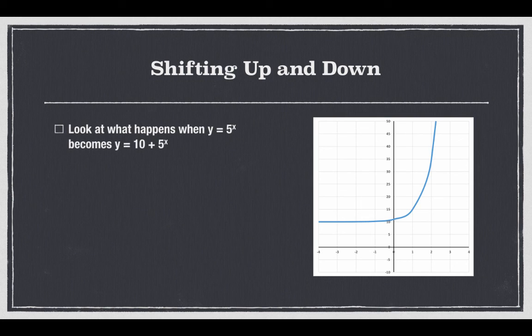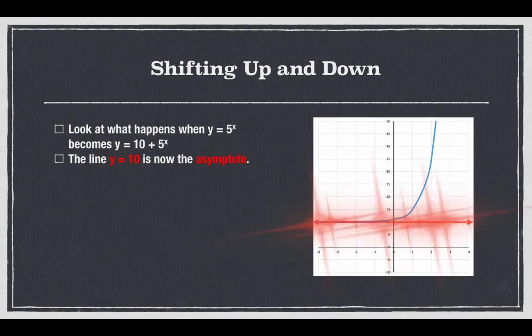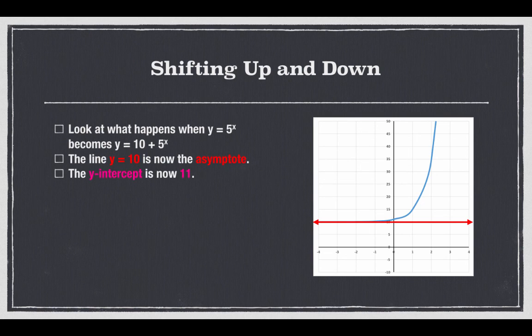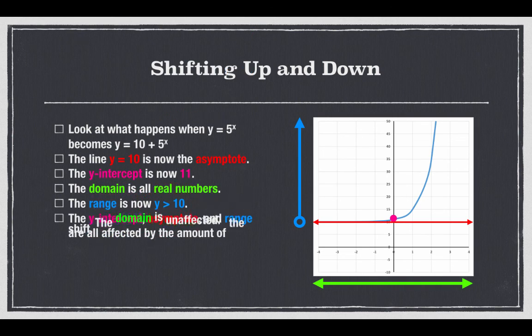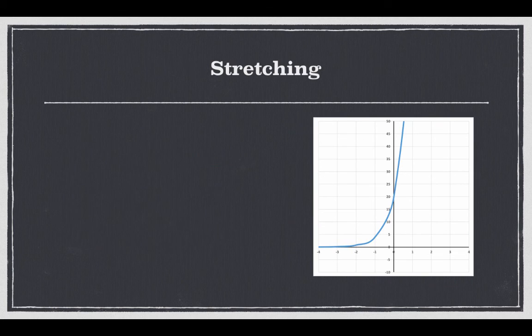If I shift it up, let's say I shift it up by 10, the equation is y equals 10 plus 5 to the x, or y equals 5 to the x plus 10. So now the asymptote that was at y equals 0 is now at y equals 10, so that has shifted up. The y-intercept is now y equals 11 instead of y equals 1. The domain is still all real numbers, but the range has now shifted. Now it is all y's greater than 10 instead of all y's greater than 0. So the y-intercept, the asymptote, and the range have changed, but the domain is still the same.